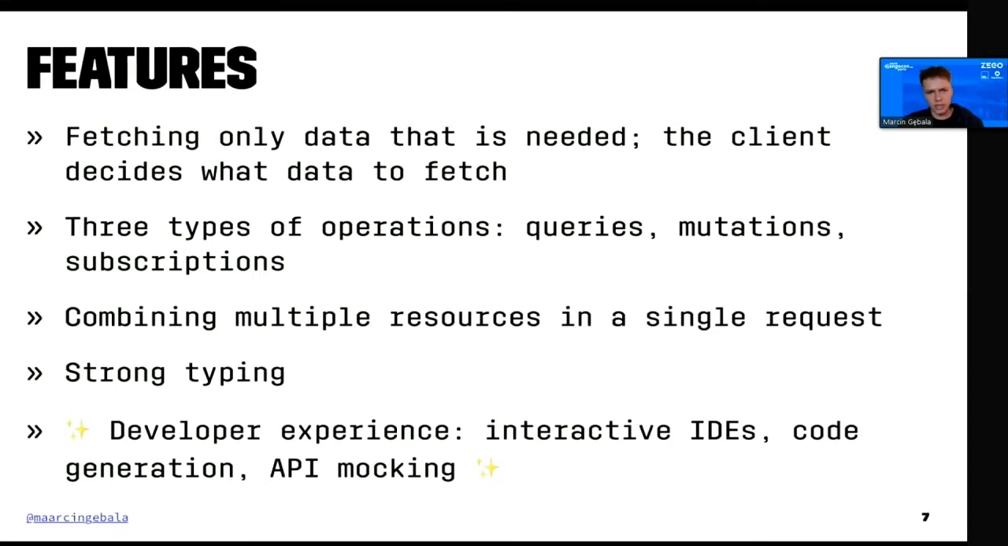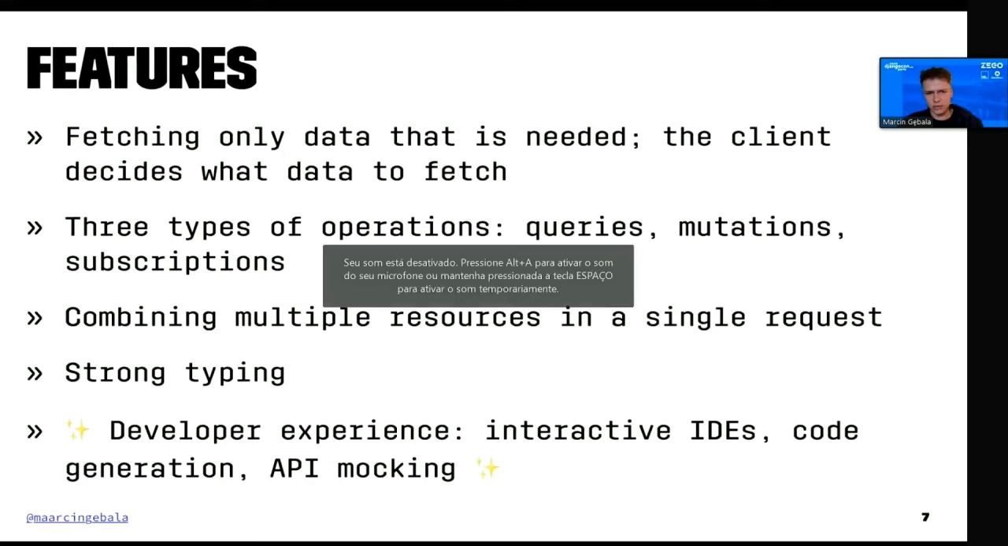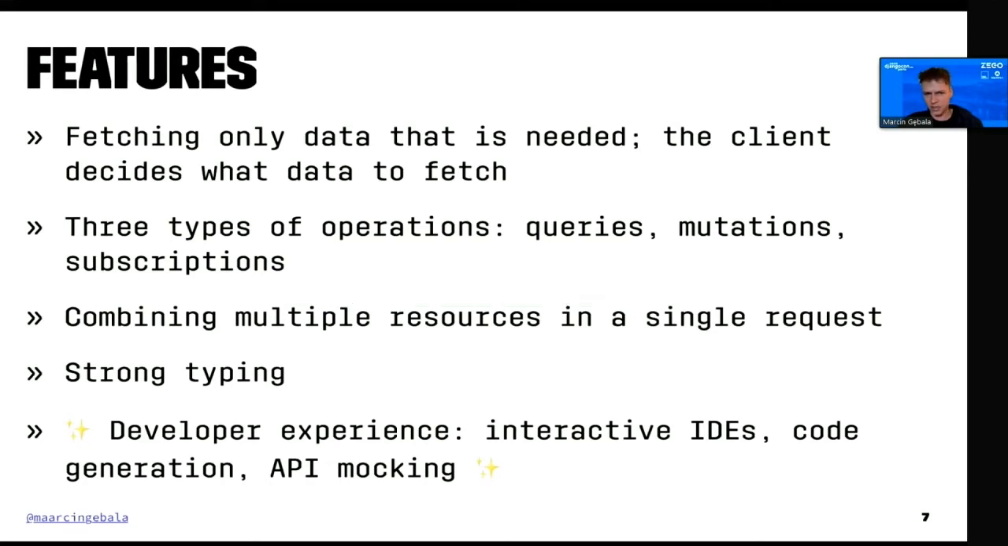In GraphQL, we are combining multiple resources in a single request. So it's not like in REST where we have specific endpoints for different types of resources. In GraphQL, there is only one endpoint. And as you saw in this example before, we have this nesting, and we can use this nesting to traverse relations between our types, between our models, and we can combine those types in one request.